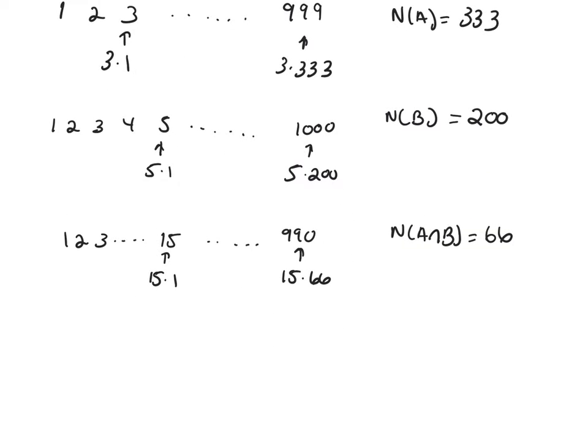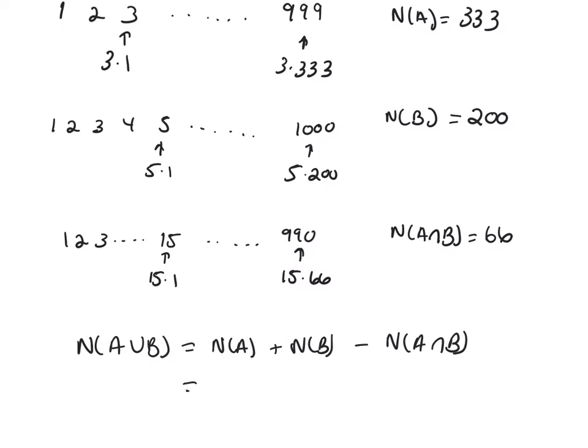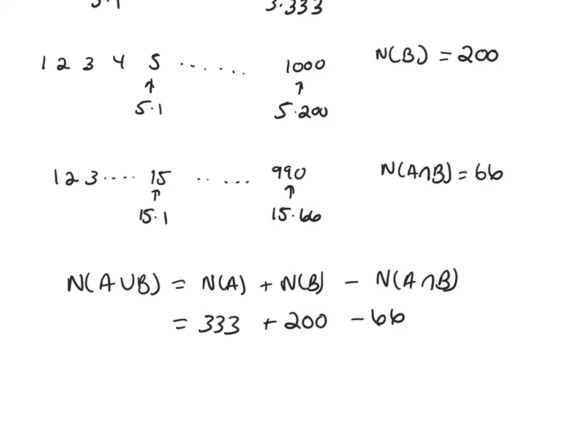So now we use our formula. I wanted to know the number of elements in A union B. The number of elements of A plus the number of elements of B minus the number of elements of A intersect B. So here 333 plus 200 minus 66 gets us 467. So there are 467 of those integers that are multiples of 3 or multiples of 5.